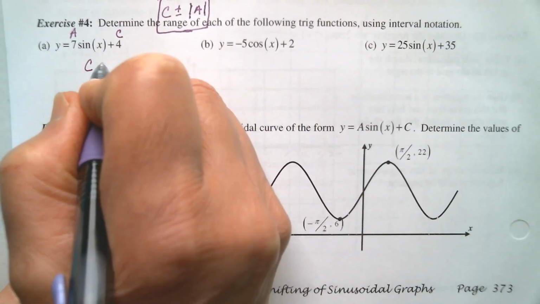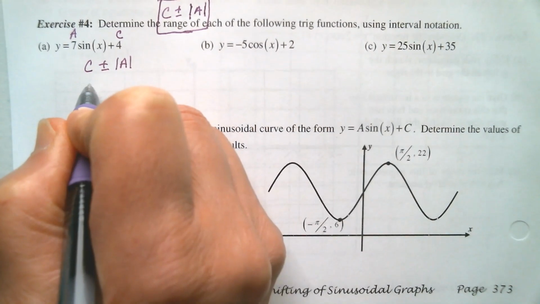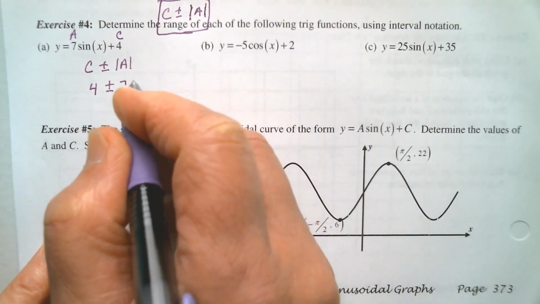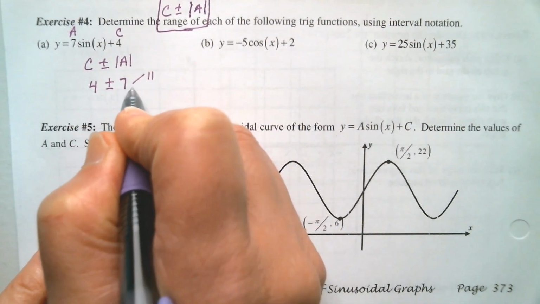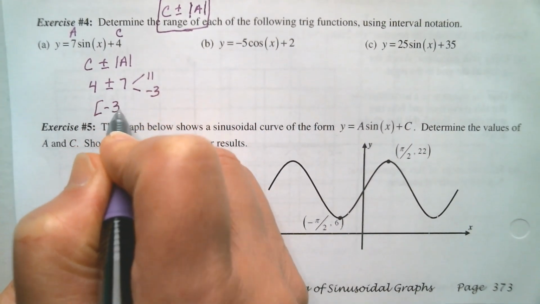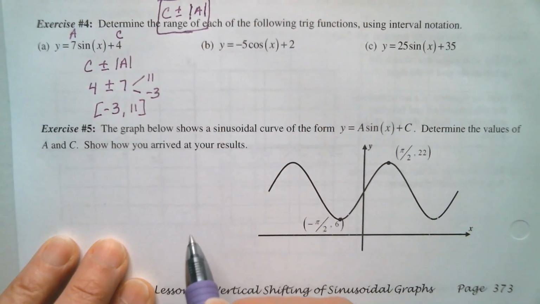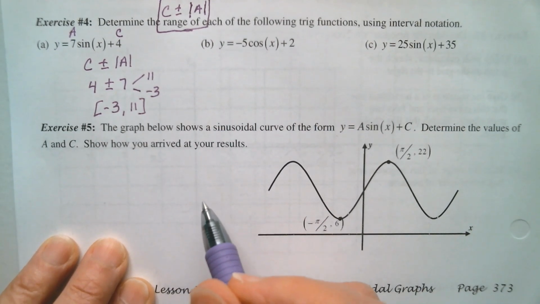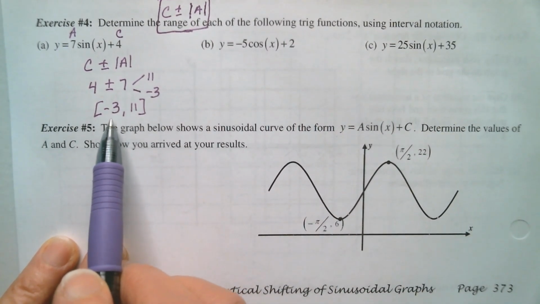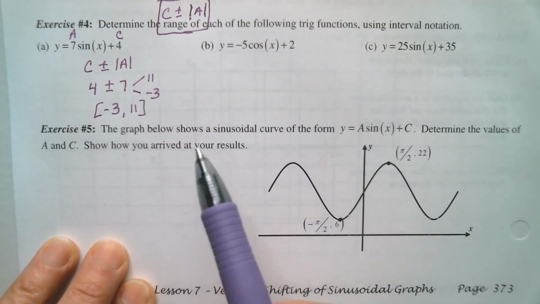So we want to take C plus or minus the absolute value of A. 4 plus or minus 7. 4 plus 7 is 11. 4 minus 7 is negative 3. So bracket negative 3, comma 11. Does the order matter? Yes. The lowest number needs to be written first, right? Range is low to high.